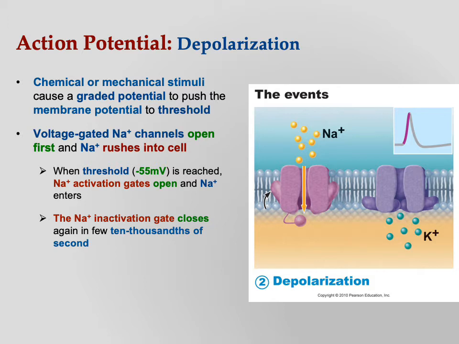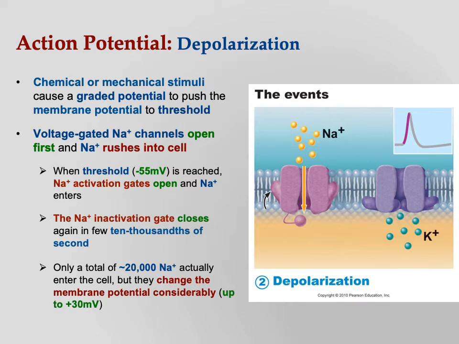Now, within a few 10,000ths of a second, the inactivation gate shuts. Remember, the inactivation gate is normally supposed to be open, but now it shuts. The activation gate at this point is still open, but it doesn't matter. If either gate is shut, then sodium can't get through. So, once again, back up. What happened here? We hit threshold. The activation gate opens. Sodium starts rushing in, right? We're going to depolarize the membrane, but immediately that inactivation gate is going to shut, all right?